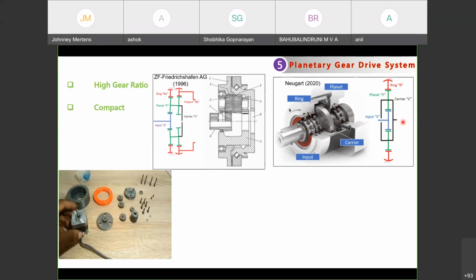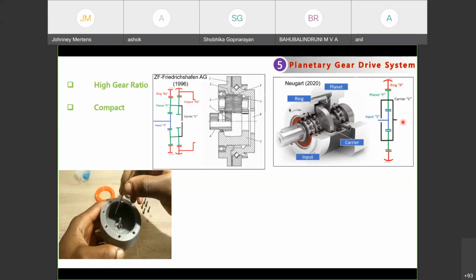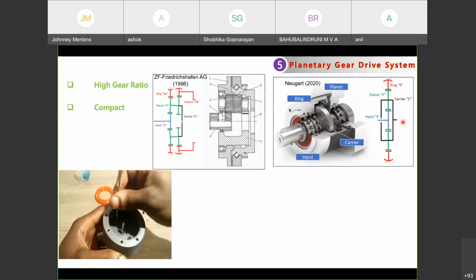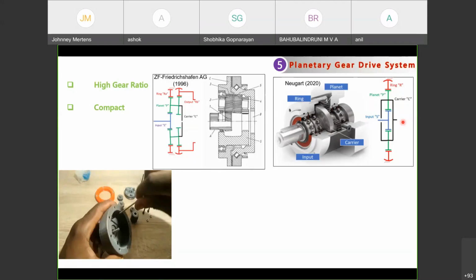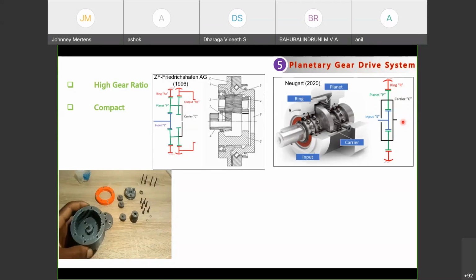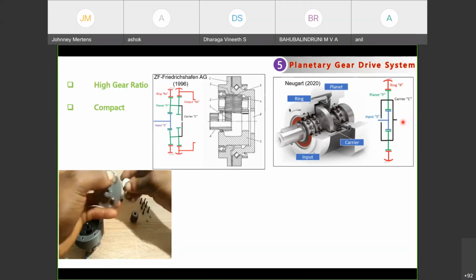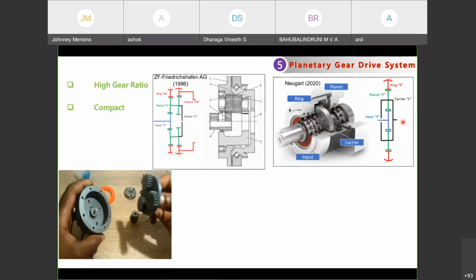And for a clear-cut idea about this, you can see this video, which shows how the gear train systems are arranged. This is one prototype you can see. So the servo motor connects to the ring gear, and the sun gear will be placed in the center. And these three are the planetary gear arrangement.